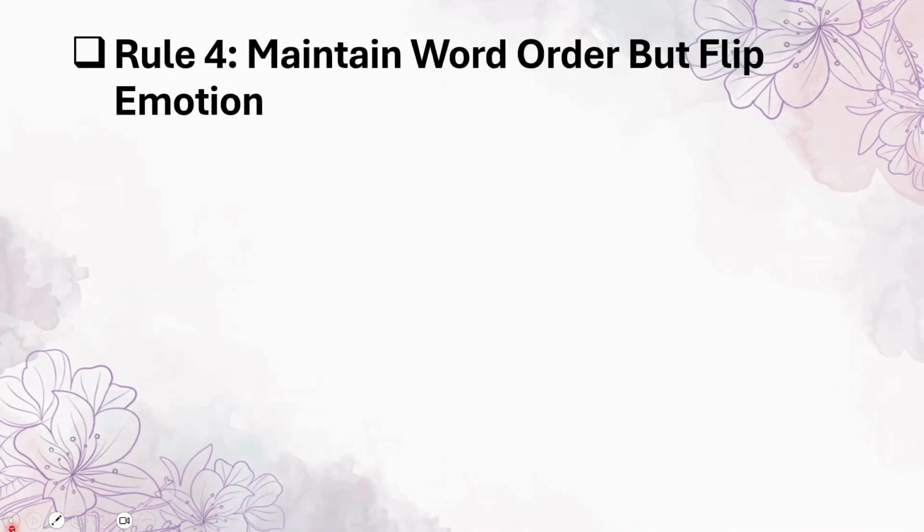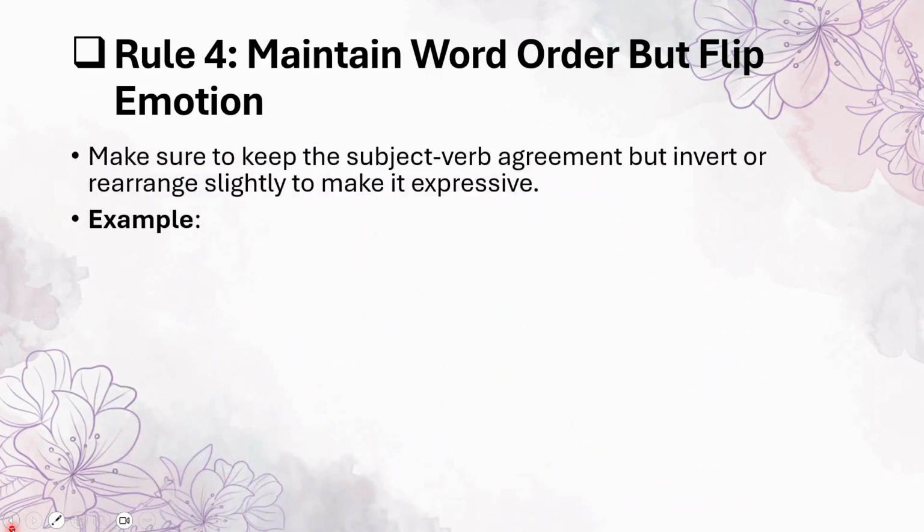Now, rule 4 is to maintain word order but flip emotion. Sometimes we don't change the sentence structure too much. Instead of following a fixed format like what or how, we just keep the original subject verb order but say the sentence in a way that expresses strong emotions such as shock, sadness, admiration, or surprise. This rule is useful when the declarative sentence already sounds complete but we want to give it emotional depth by the way we say it.